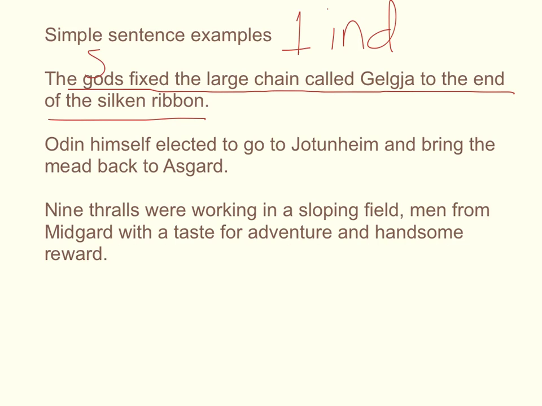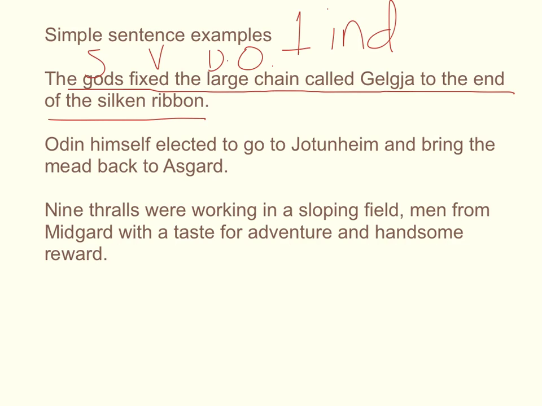There's a subject, there's a verb, there's a direct object, and there's some phrases in it as well. Called Gelja, to the end of the silken ribbon. Those are 3 different kinds of phrases, and they don't affect the type.